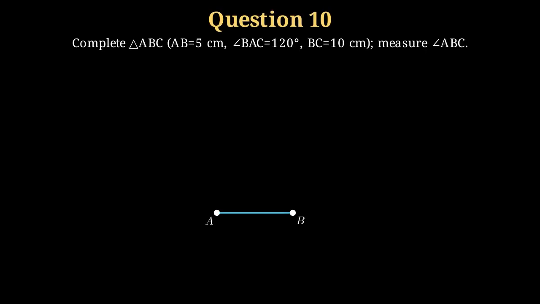Question 10. We're given a base AB of 5 centimeters. The angle BAC is 120 degrees and BC is 10 centimeters. Let's construct it step by step.